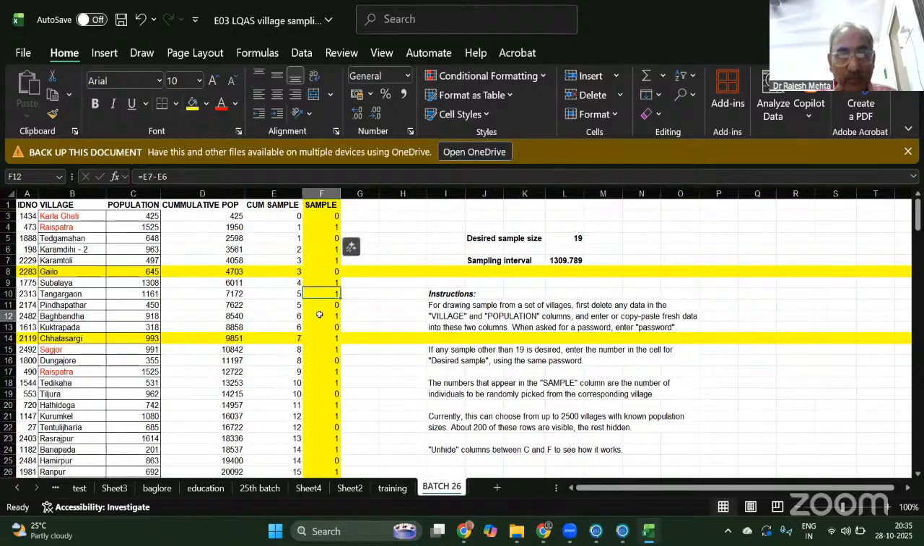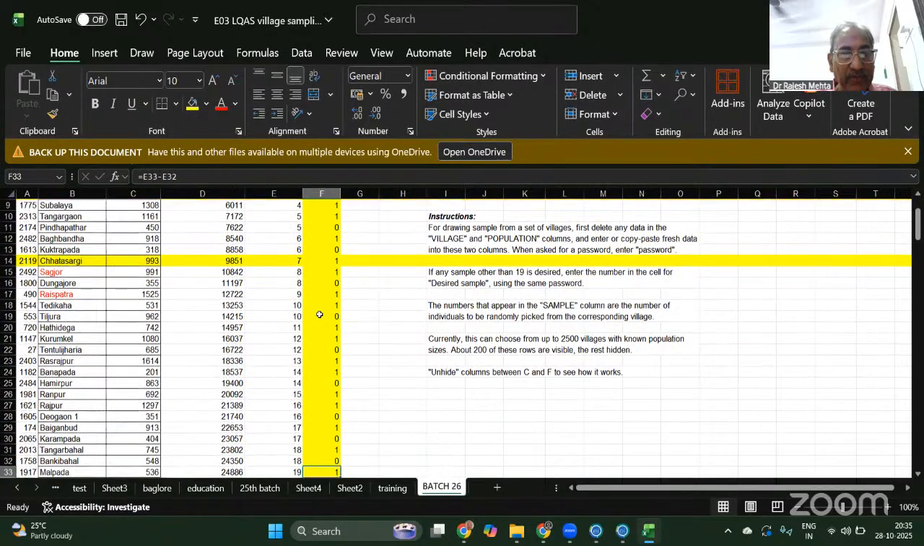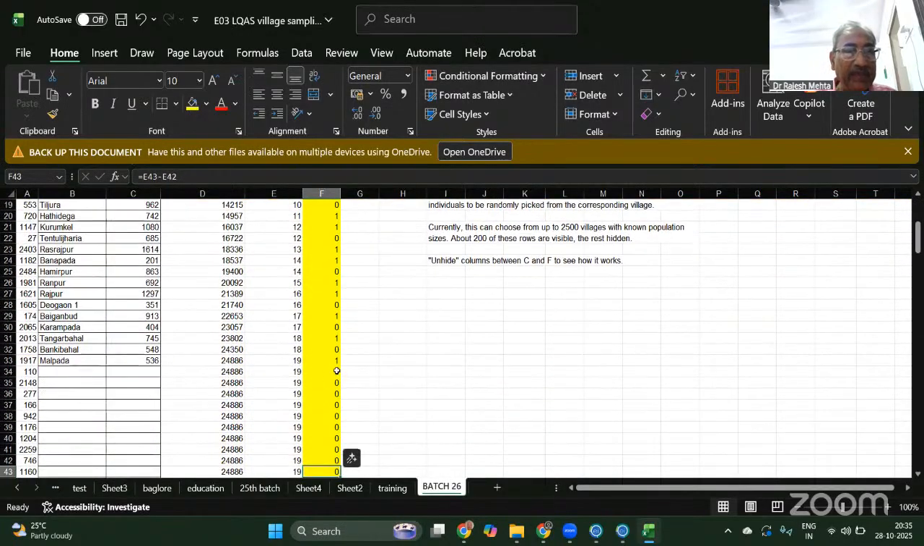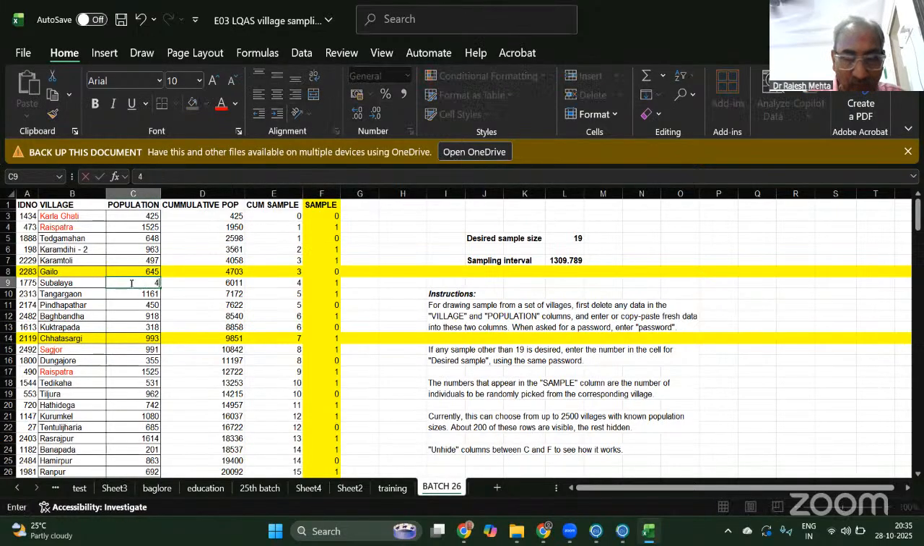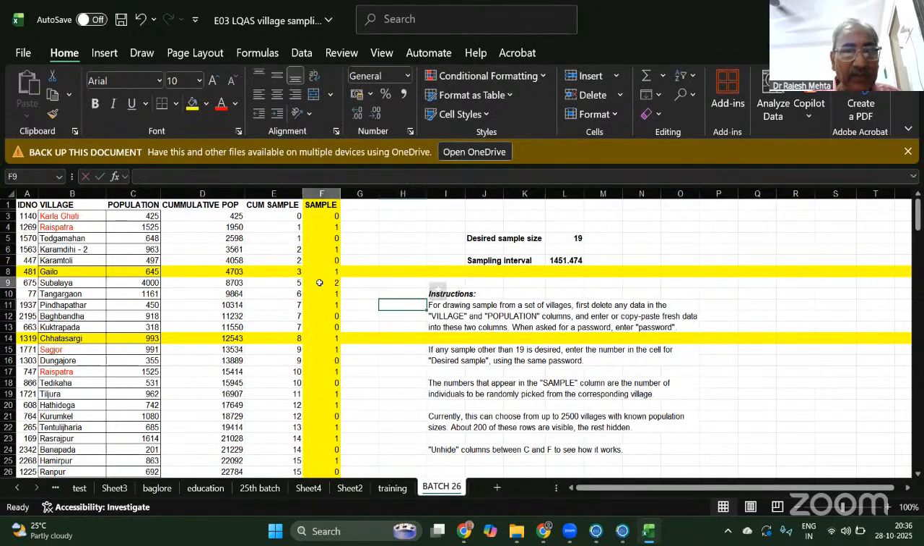That means you are supposed to select one person from this village, one person from Malpada, not from Bankia Bahal, another person from Tangar Bahal, like this. This gives you from where you are supposed to get the sample. If you change the population, suppose this has a population of 4,000, then you can see that now it has selected two individuals, sample, two individuals from this Subhalaya.